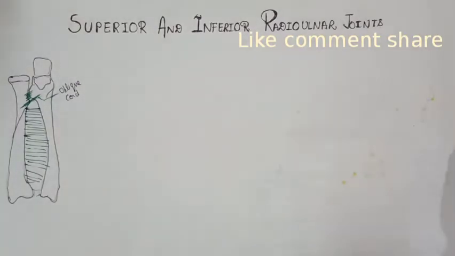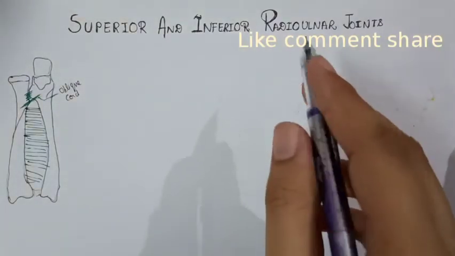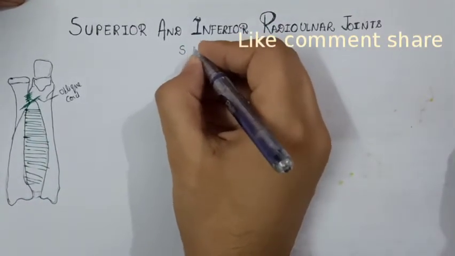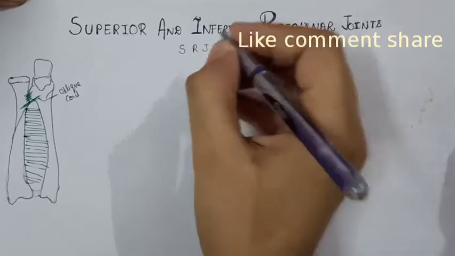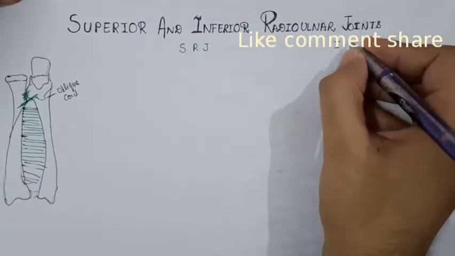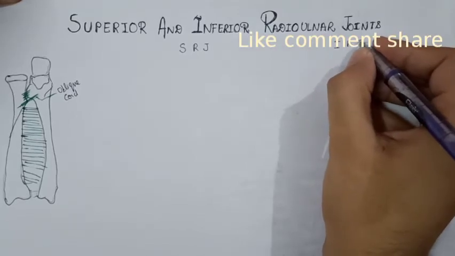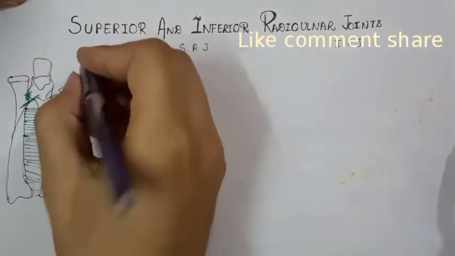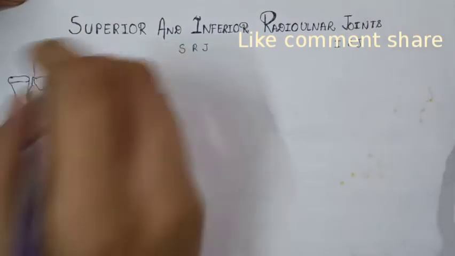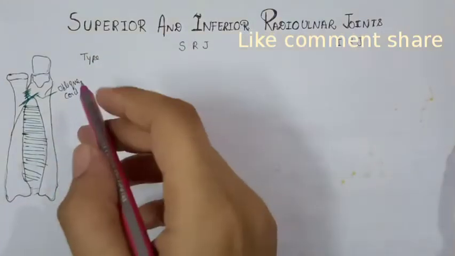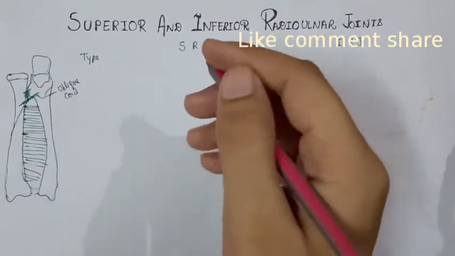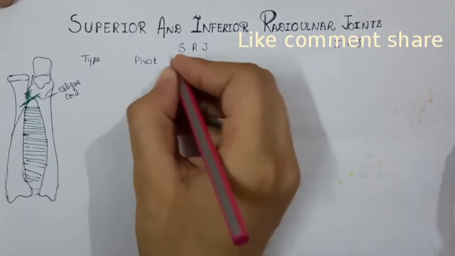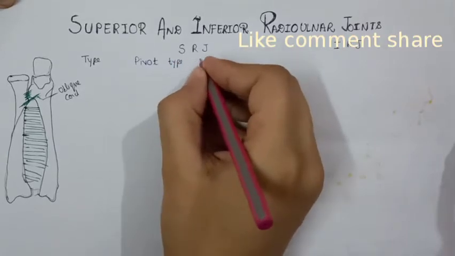So without wasting any time further, let us start with the superior and inferior radioulnar joints with a comparative study. On this side I will write about the superior radioulnar joint, and on the right side the inferior radioulnar joint. The first point we'll start with is the type of joint. Which type of synovial joint is present? It's nothing tricky, both are pivot type of synovial joint. So both the superior radioulnar joint and inferior radioulnar joint are pivot type of synovial joint.